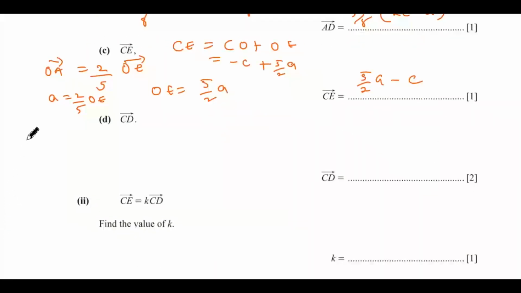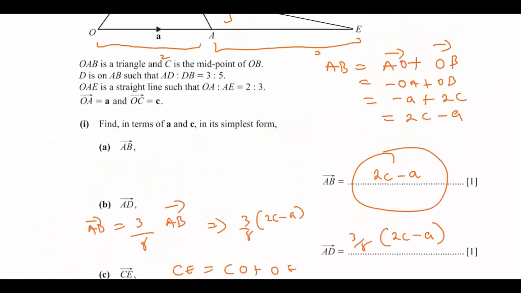Okay, so let's write CD. Let's write the movement. CD will be equal to CO plus OA plus AD. So we don't have CO, but we have OC, and the value is c. So this will be negative c plus OA, which is given as a, plus AD. So we need to find AD from here.